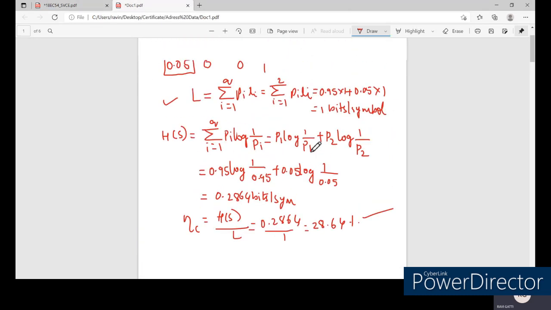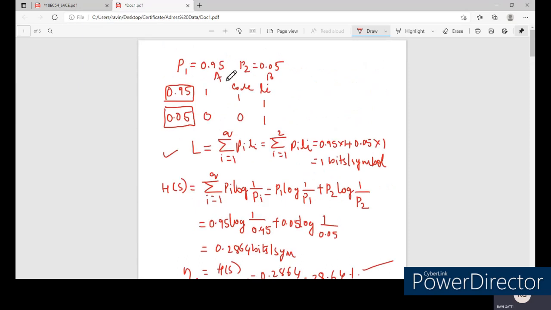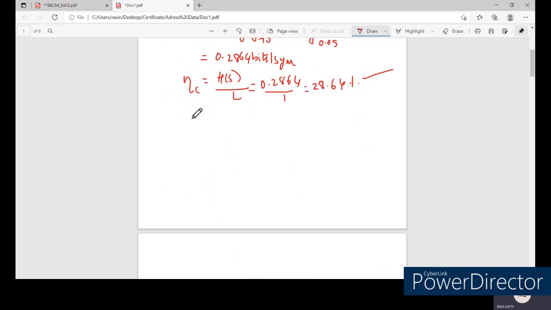How can I increase this efficiency? I can go for the extension. In the original source you have two symbols, A and B, with probabilities 0.95 and 0.05. Now I will go for the second extension. If I go for the second extension, you'll be having the symbols AA, AB, BA and BB.